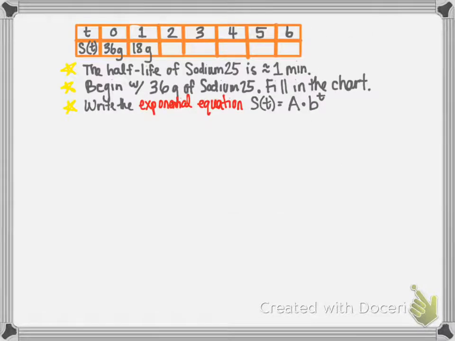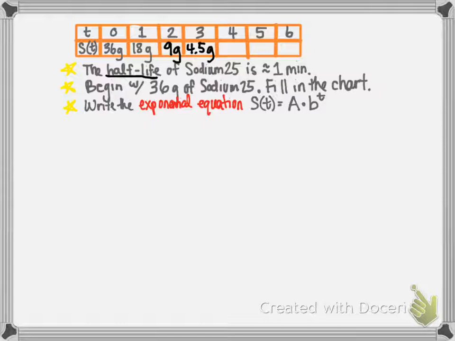Okay. Last thing, we are going to do a problem that involves half-life of sodium 25. It's approximately a minute, so this is really nice. So my time in minutes I already have laid out for you. 0 minutes, 1 minute, 2 minutes, 3 minutes, 4 minutes, 5 minutes, 6 minutes. And then we're going to begin with 36 grams, which is why that starting amount right there says 36, okay? And then notice that half-life means it's decreasing by half its amount every minute. So if I'm at 18, then the next minute, I'm going to be at 9, right? Then I'm going to be at 4.5.